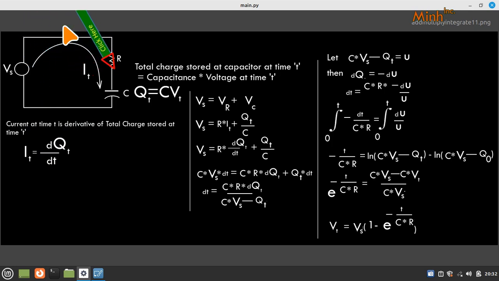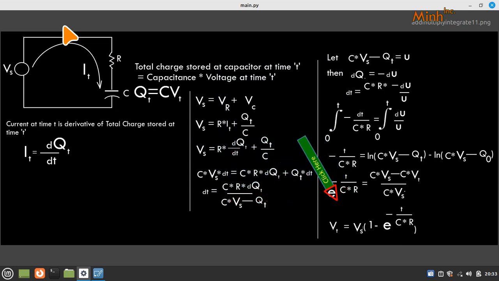So if I have a voltage source, current, and it is an RC circuit, then I have Q equal to CV. And if I have a voltage source, then it is resistance voltage and capacitance voltage. If I(t) is the current flowing at any time t, then R into I(t) plus Q(t) by C. We proceed, and finally we come to a stage where dt by CR equals dq over (CVs minus Q(t)).